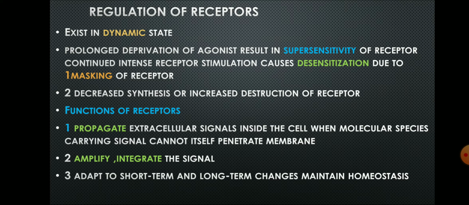Now the functions. The first one is to propagate extracellular signals inside the cell when the molecular species carrying the signal cannot itself penetrate the membrane. So we have some signals extracellularly, carried by molecules which are not able to penetrate the membrane. What will they do? They will pass on the signal to these receptors, which propagate the signal inside the cell so that a response can be generated.